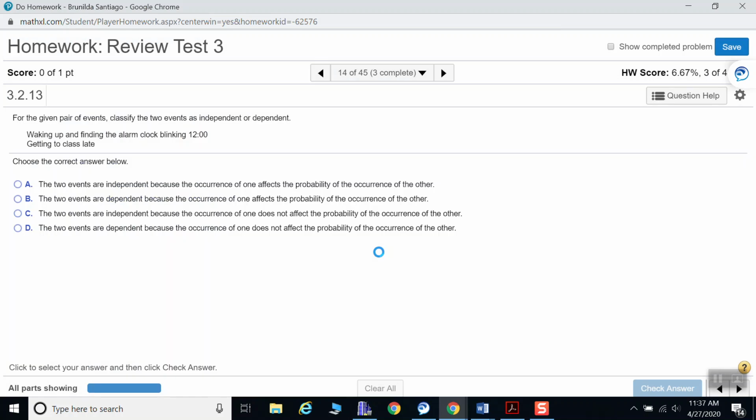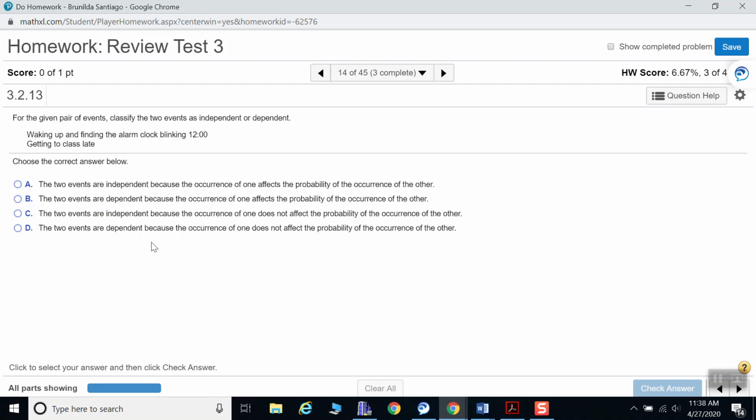Question 14. For the given pair of events, classify the 2 events as independent or dependent. Waking up and finding the alarm clock blinking 12, getting to class late. So it is possible that the alarm clock did not go off because you usually don't have class just at 12, and if it is blinking, it's usually that you may have lost power and it does not display the time. So the 2 events can be dependent.